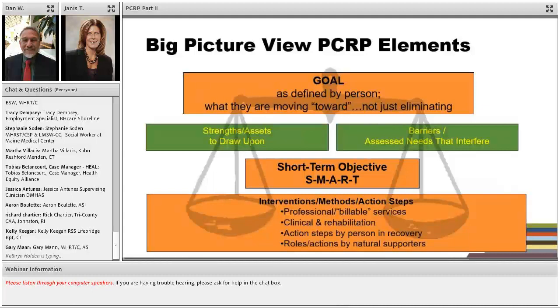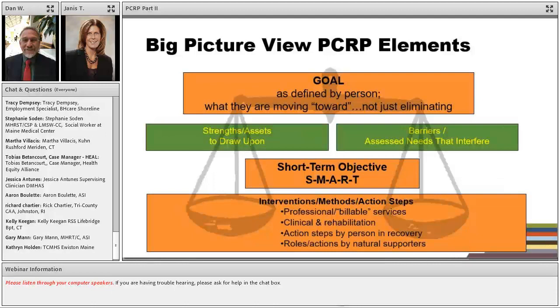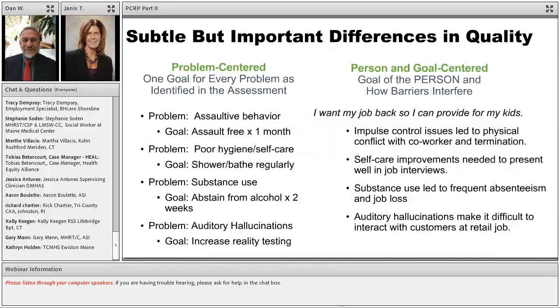So I briefly gave you a sneak peek of this on our first webinar when I walked you through the Mr. Gonzalez example. This is a big picture view of the person-centered recovery planning elements. You see our scale as a watermark there in the background, just highlighting the fact that there is a balance here in terms of what we're focusing on. Being person-centered and goal-directed and strength-based doesn't mean that we're going to be neglecting the barriers or the problems that are interfering with a person's life and their recovery. However, how we look at those barriers and how we treat them in the documentation does perhaps look very different than traditional methods of documentation.